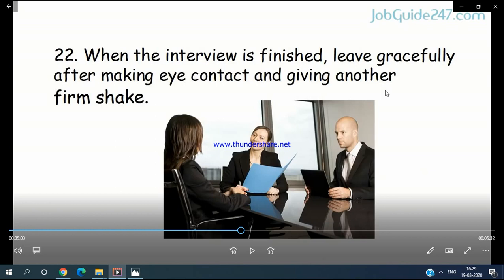When we come for the interview we always shake hands, but whenever we go at the last, we don't shake hands, right? So shake hands in the starting, and whenever you go outside of the room after completing your interview, shake hands again. It shows your positive side, it shows your confidence, your manner.